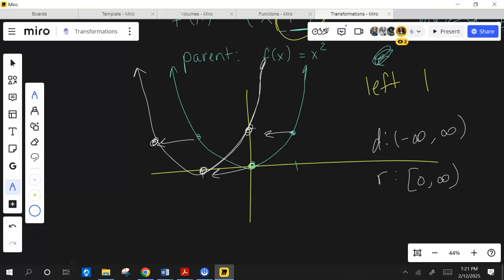All right, guys, stay with me. Can you do multiple translations? In other words, could I slide to the left and up? Yes, I could. I could do multiple translations. I'm actually going to show you that on your packet.